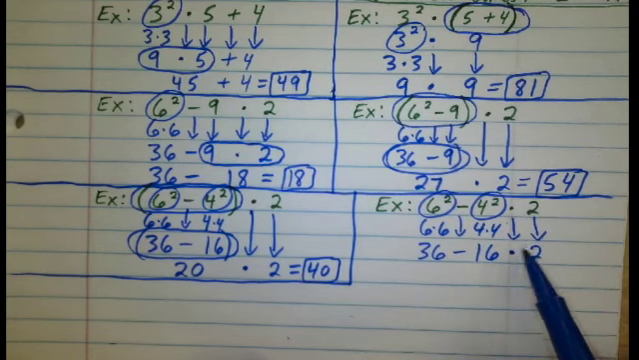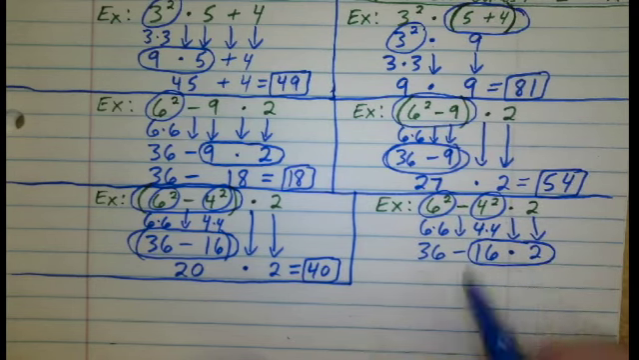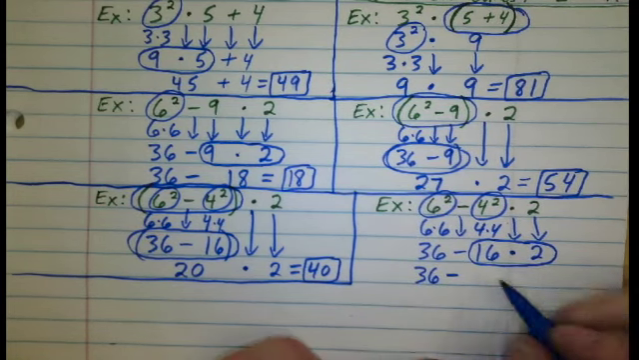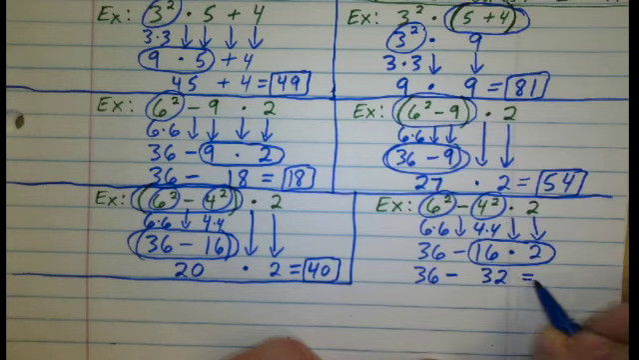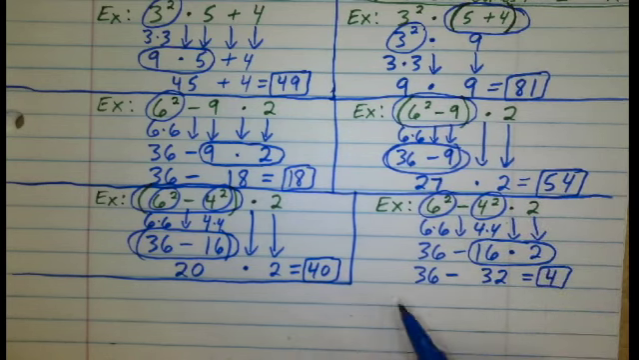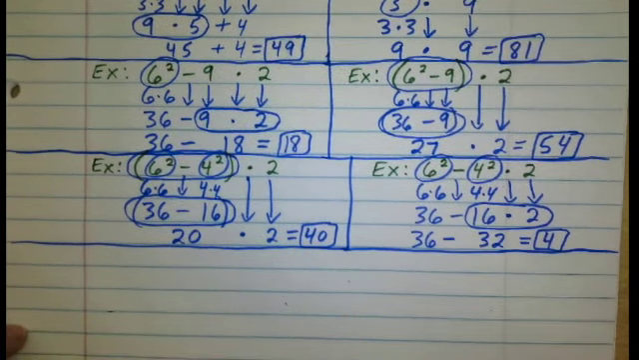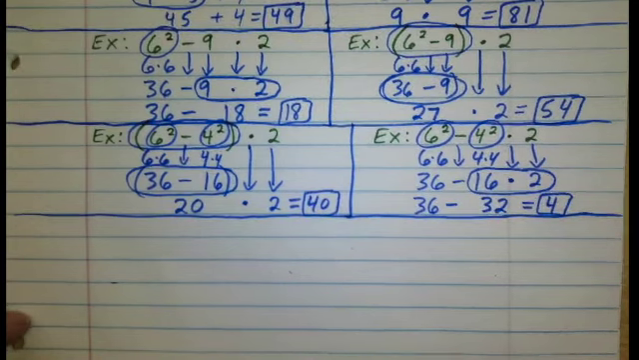Between subtraction and multiplication, multiplication comes next. So I would bring down the 36 and the subtraction. 16 times 2 is 32, and my last step is 36 minus 32, which would give me the answer of 4. They are different problems, even though they looked very similar at the beginning. There were no parentheses, so I got a different answer.